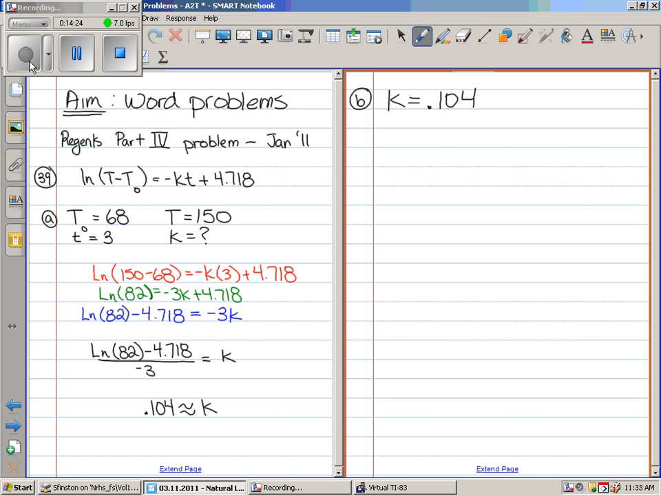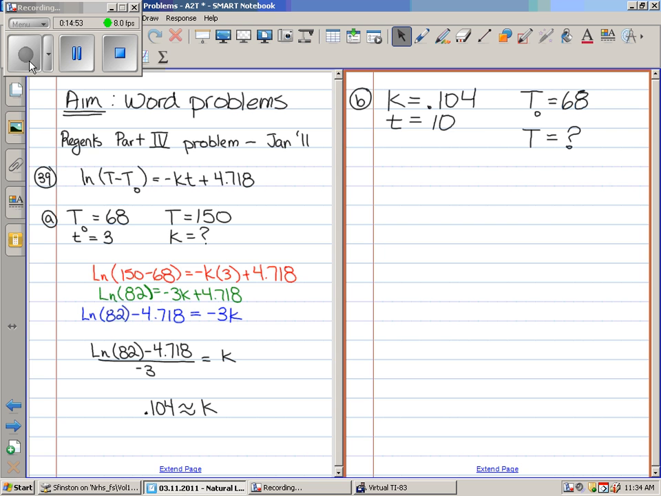Sure. How long was it sitting in the room, Dom? So T is 10 minutes. It said use the value of K. The initial temperature of the room was how much? 68 degrees. And what is it asking us to find? Yeah. So we're asked to find what the temperature is. T.